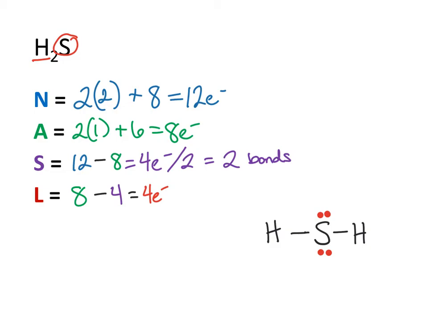Now sulfur has 8 valence electrons, and each of my hydrogen atoms has 2. If I double check my work, I'll see that I have a total of 8 electrons represented in this diagram, which does in fact match my available number of electrons calculated up here.